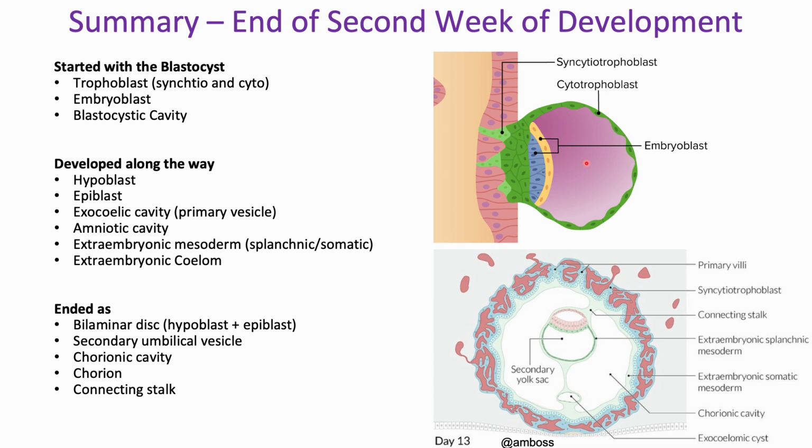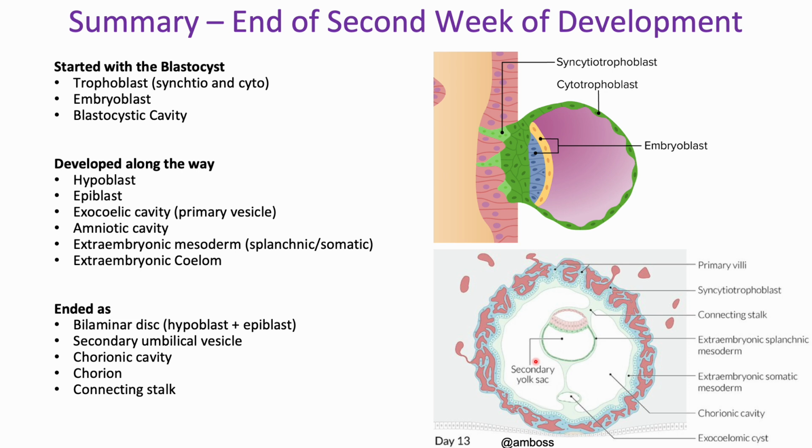We also had the inner cell mass, which was known as the embryoblast, and we had the blastocystic cavity. Along the way to the second week of development, we developed the hypoblastic layer and the epiblastic layer. We also developed the extraembryonic coelom cavity, which was known as the primary umbilical vesicle. This is eventually going to degrade into the secondary umbilical vesicle. We also started to form an amniotic cavity.